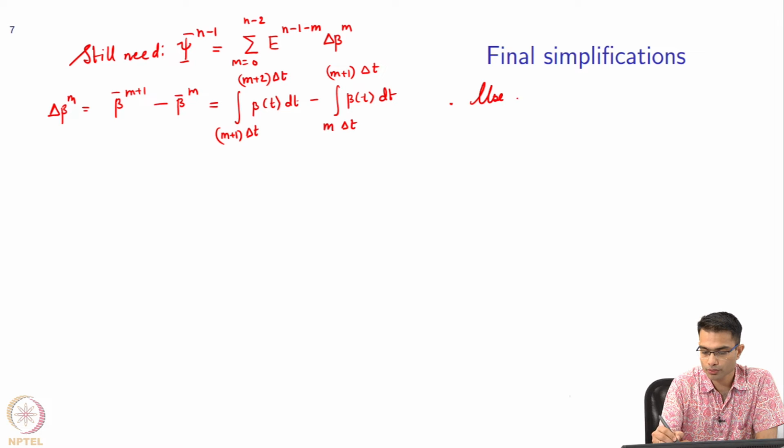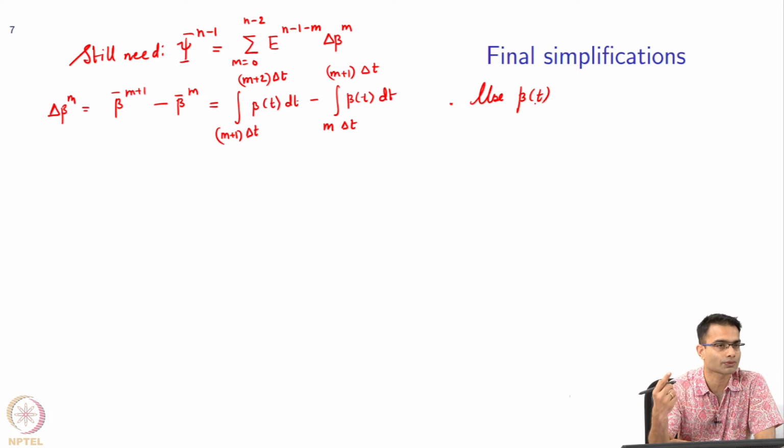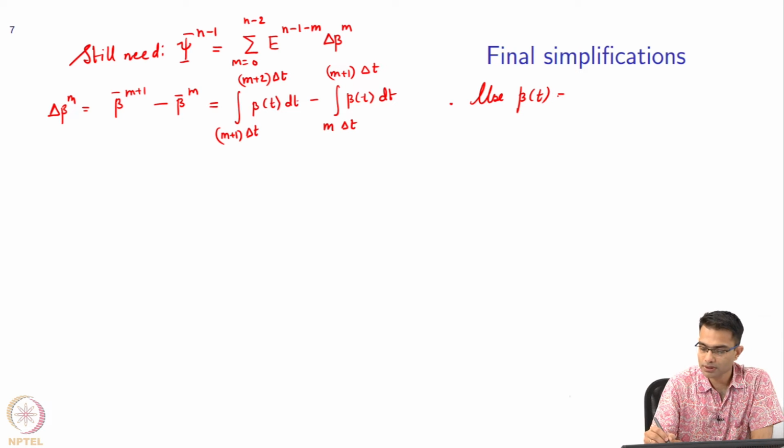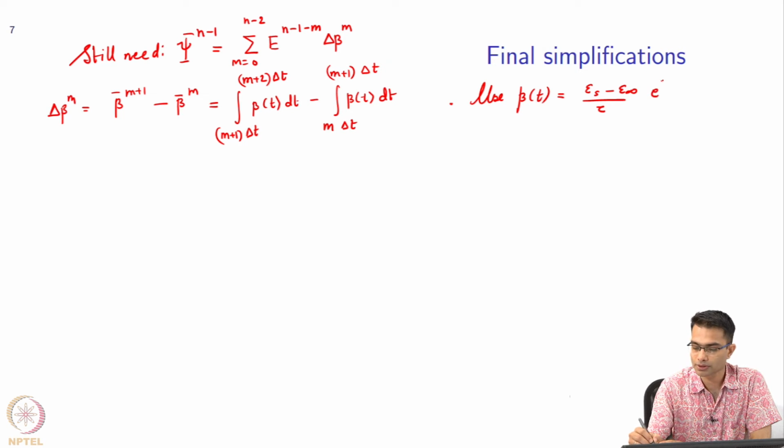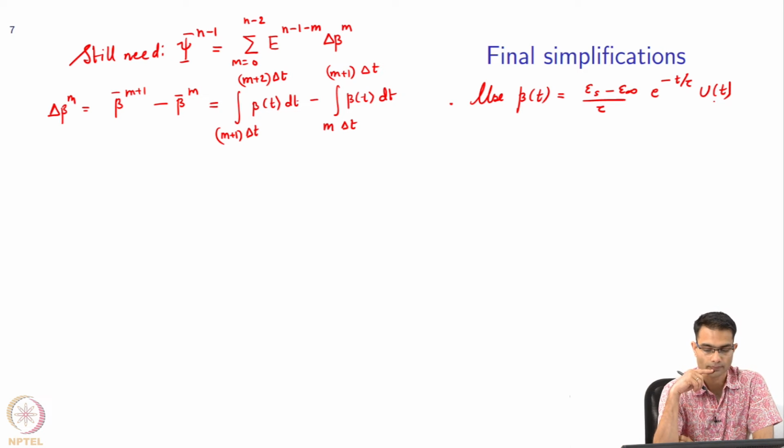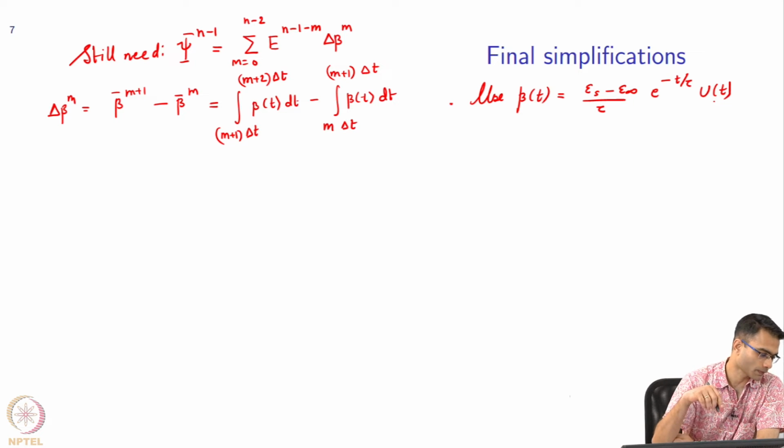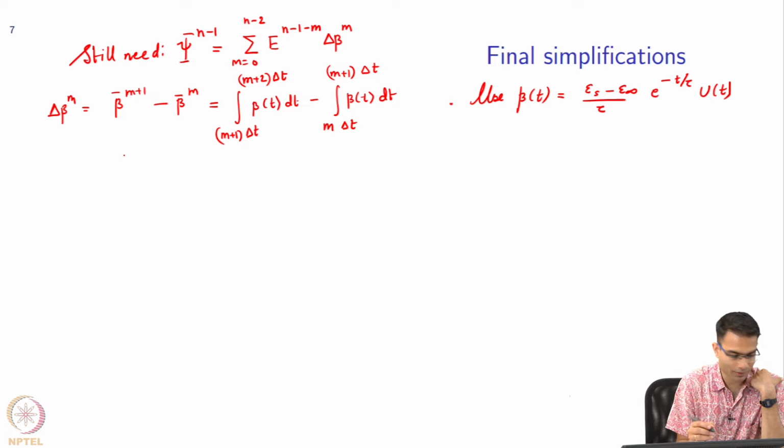And what we need to use? The expression for beta t. We know the expression for beta t, right. We had taken the inverse Fourier transform, we had got an exponential multiplied by a step function, right. So, our beta t expression, which I will just write down from earlier, was epsilon s minus epsilon infinity by tau, and the exponential. So, does this look like an integral that I can do? Looks straightforward, does not look very complicated at all, okay. So, it is just an exponential, right. So, I can integrate it.